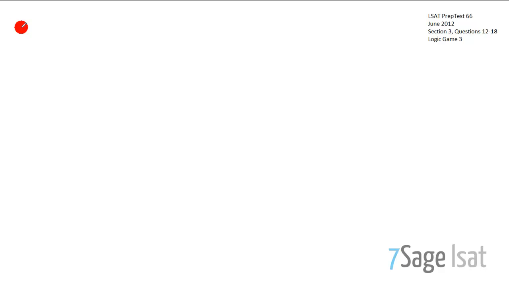Right, this is LSAT PrepTest 66, Section 3, questions 12 through 18, third logic game of this section. So let's go ahead and take a look at what we've got. I've got a software company employing exactly 7 sales associates, or sales representatives, I'm sorry. So it's K, M, P, Q, S, T, and U, to work as 3 sales zones, Zone 1, Zone 2, and Zone 3.